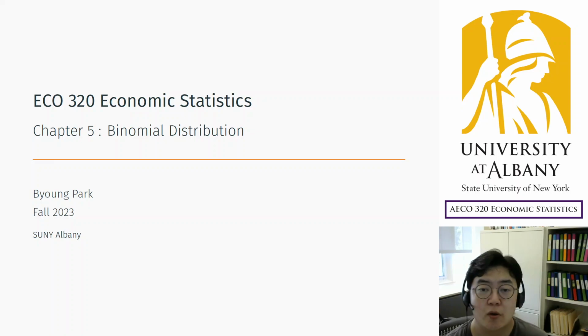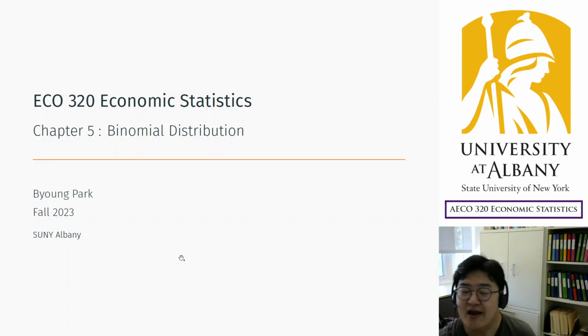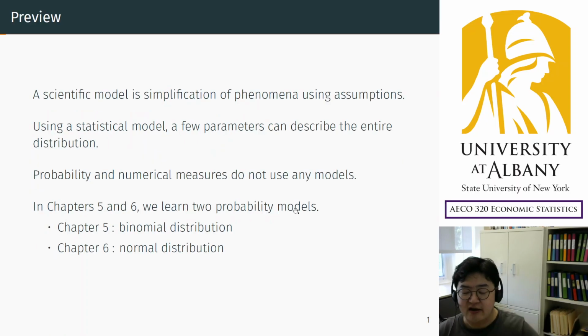Okay, hello. We are going to start chapter 5 about binomial distribution. This chapter is quite different from the first 4 chapters, in the sense that in the first 4 chapters, there was no model. It was just summary, description, and just calculation, right? Calculating probability, calculating conditional probability, mean, median, variance, range, these kinds of measures.